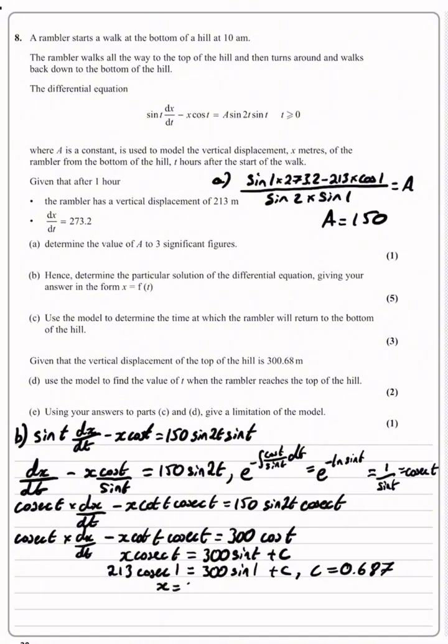Then multiplying both sides by sine of t will leave us with x on the left hand side. We equal 300 sine squared of t. Sine times cosec will cancel, plus the 0.687 sine of t. And that is our particular solution.